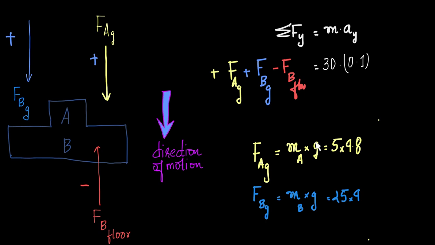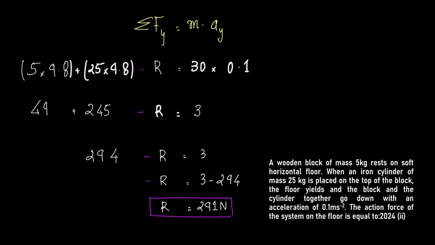So, what is FAG from here? Mass of A into g. What is FBG? Mass of B into g. Mass is 5, mass is 25, into 9.8, right? So sigma Fy will now be 5 into 9.8 plus 25 into 9.8 minus R, which is normal reaction on B due to the floor, equal to mass 30 times acceleration 0.1. 49 plus 245 is 294, minus R is 3, and minus R is 3 minus 294. Therefore, R is 291 Newton.